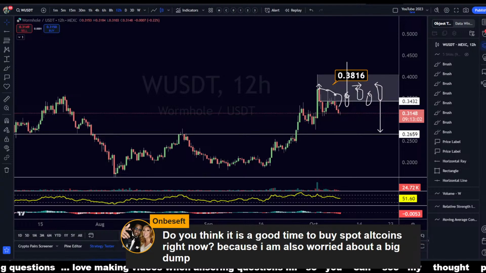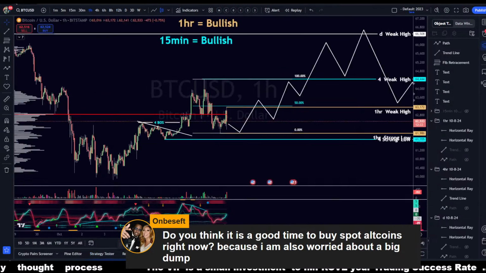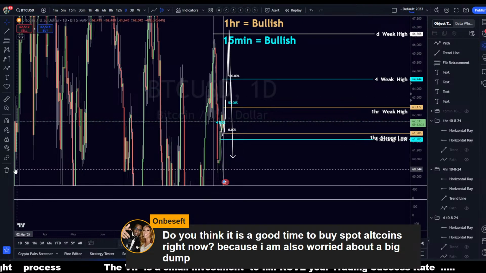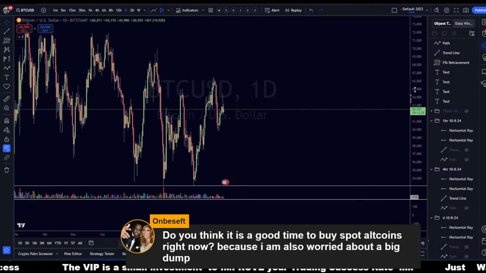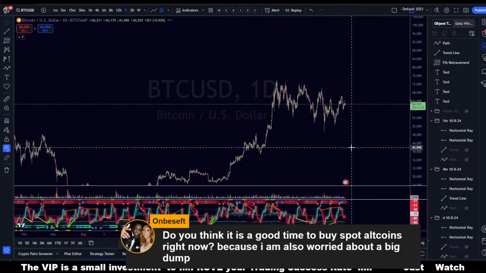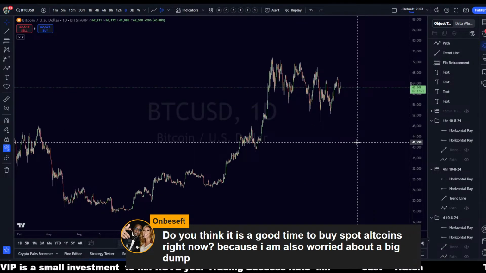Obi says, do you think it is a good time to buy spot altcoins right now? I don't. You could buy them, but just know that the prices may dump a good 50 to 70%. That's if we get this dump that I'm anticipating, and many are anticipating a dump before the pump. And it'll be healthy too, because we have a lot of liquidity down here. But the only problem is, liquidity cannot be your number one goal. And I had a bias.